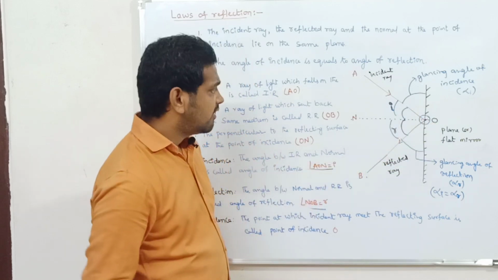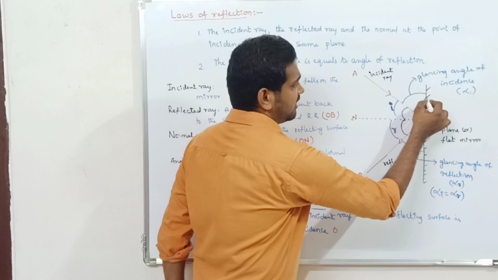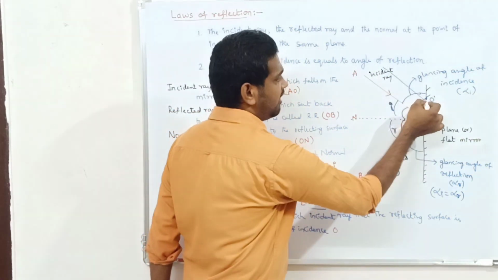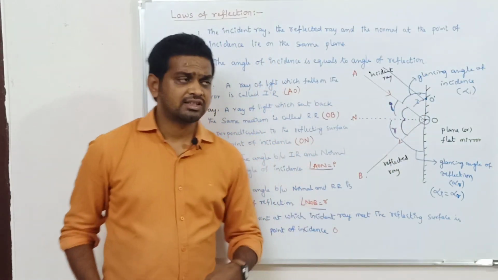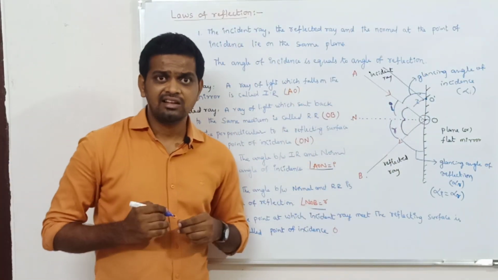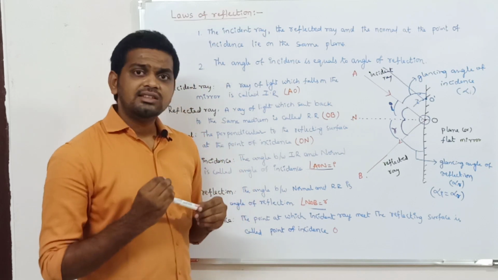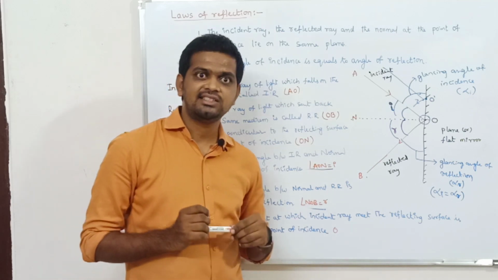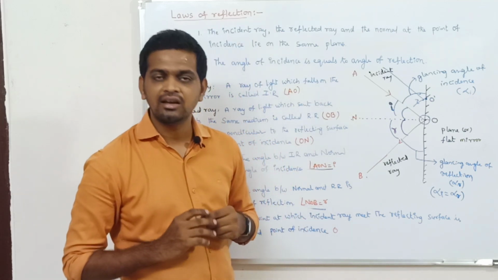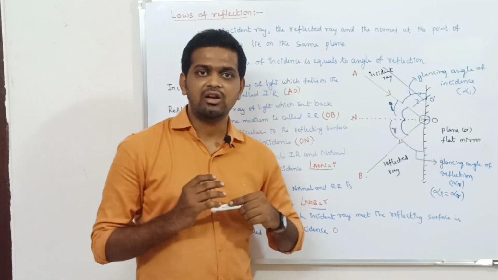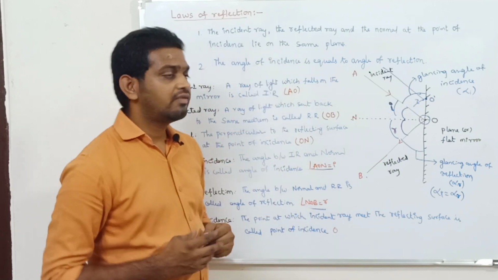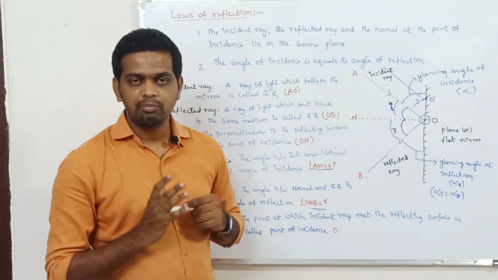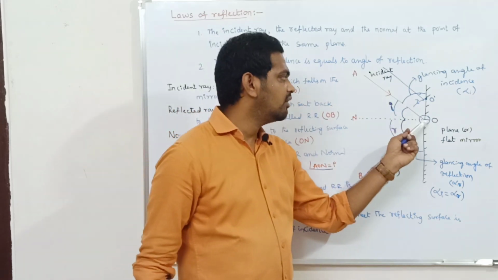Is it clear, children? For suppose the point of incidence occurred at another point, O dash. So here you will get the incident ray, reflected ray and normal. From the first law of reflection, it is clear that the normal is an imaginary concept for the reflecting surface which could exist anywhere on the plane. Normal should exist anywhere on the plane.